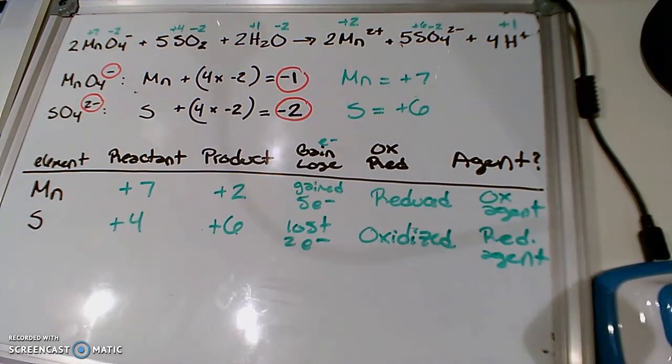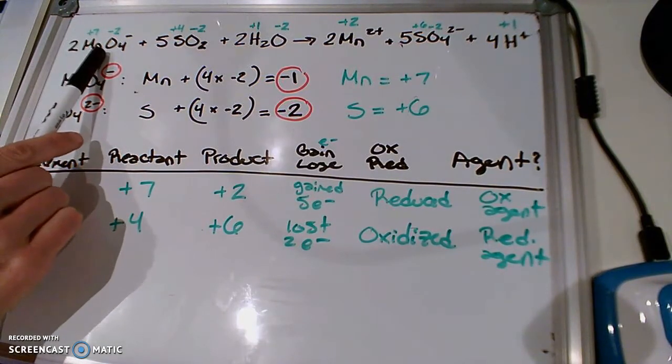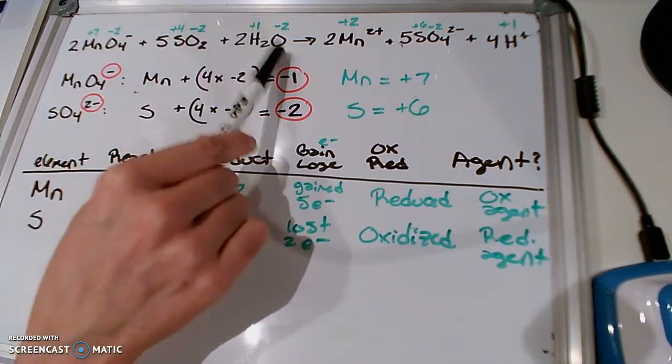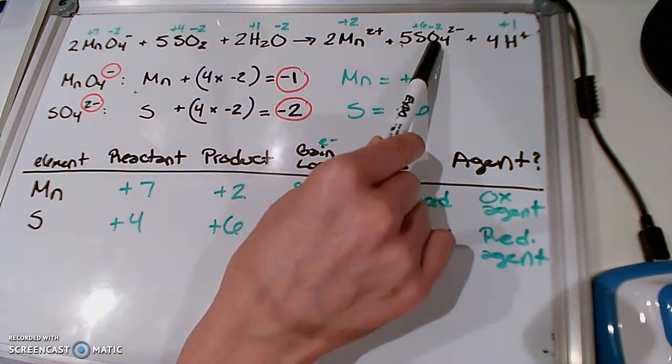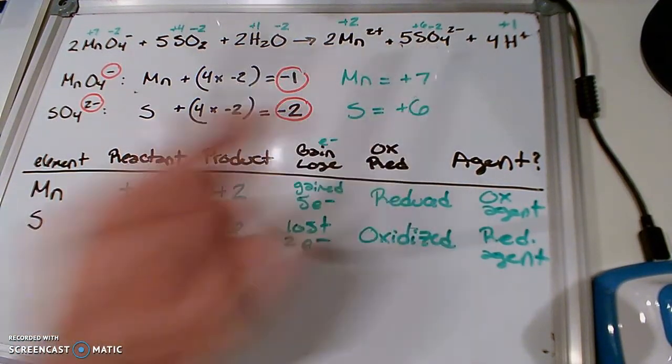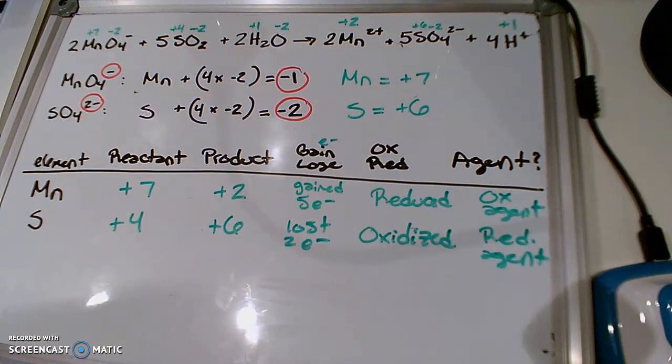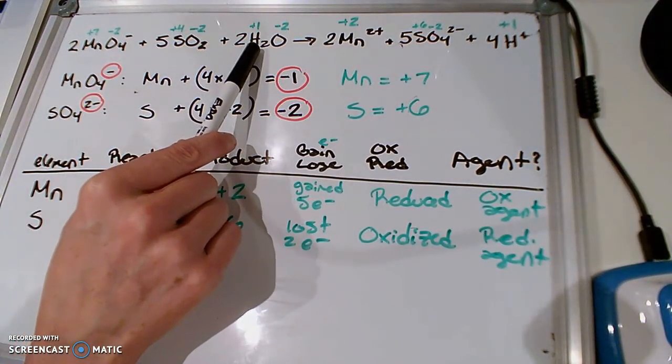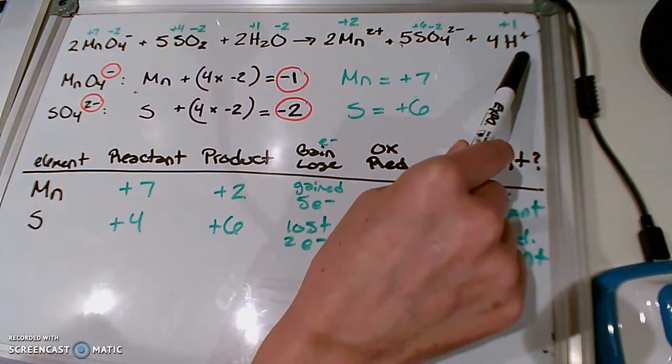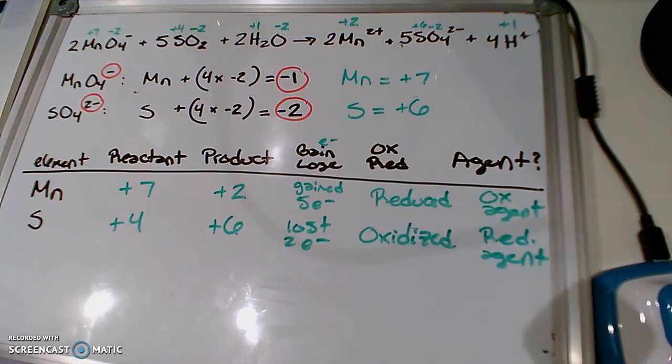Okay, the last two are hydrogen and oxygen, and you can see from the reaction above that oxygen stays the same at -2 in the reactants and -2 in the products. Hydrogen also remains the same. It's a +1 on the reactant side, and it's also a +1 on the product side. So hydrogen and oxygen do not undergo oxidation and reduction in this reaction. And that's how you solve this problem. Hopefully that was helpful.